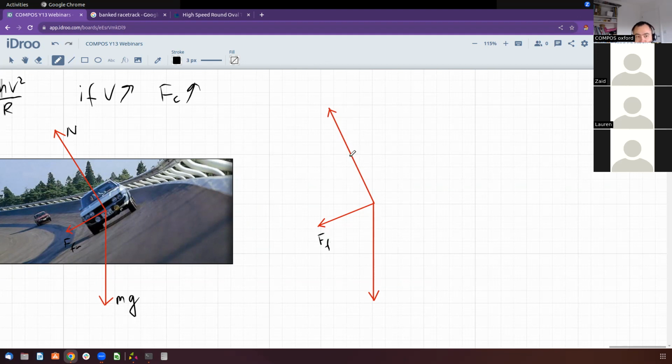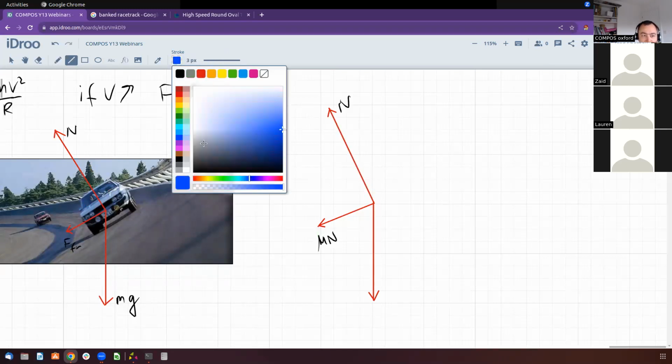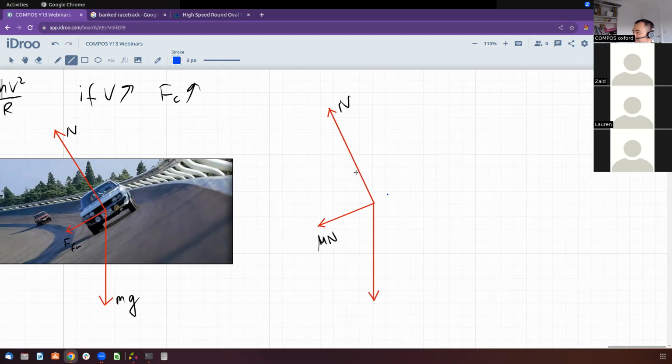Okay, for simplicity, we will assume that it is at the point of sliding. So the friction force is going to be mu N, and this is N. Because otherwise it just gets too complicated with all the less than or equal to. I hope you understand that I'm just saying this because it's at the point of sliding, because we're looking for the maximum possible speed. So we're looking at the point of sliding.